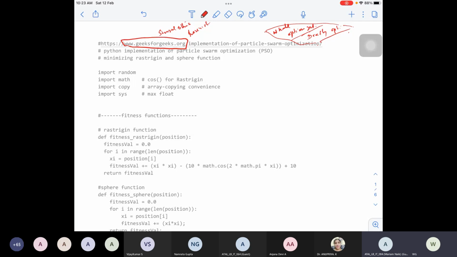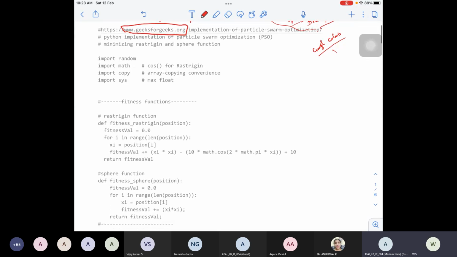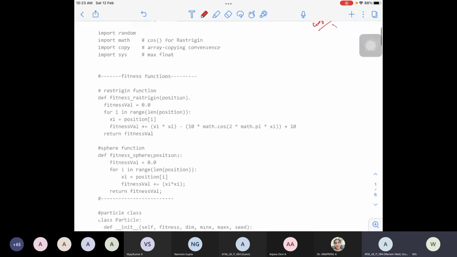All of these work very well with Google Colab, which means you don't have to install anything. With a Gmail account you'll be able to run these programs. Here we see that there are two functions, called the Rastrigin function and the sphere function. Sphere we already saw. The Rastrigin function is basically a non-convex function, so it's going to have a region like this, right?